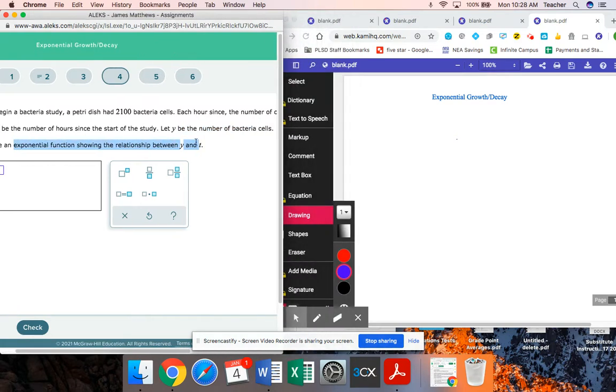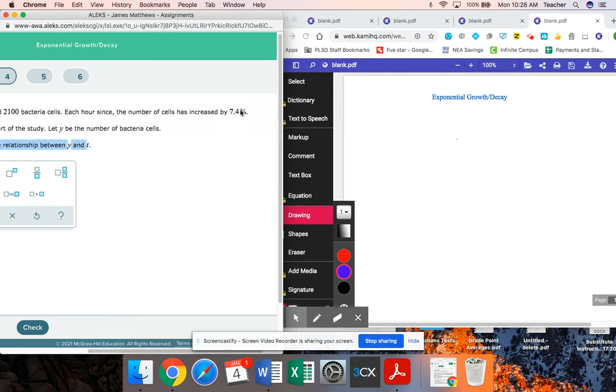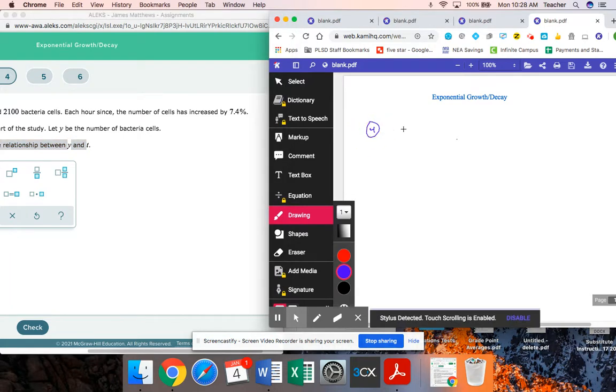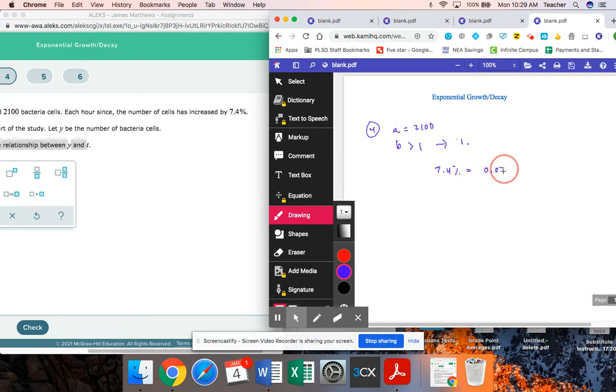So the key here is that it had a starting point and then it increased by 7.4%. For number 4, I see that my initial amount, A, will be 2,100. That's what I started with. And then my B is going to be greater than 1 because it is increasing. It's a growth. If it's increasing by 7.4%, just make sure we know that 7.4% is equal to 0.074. You move it 2 places to the left, 1, 2.